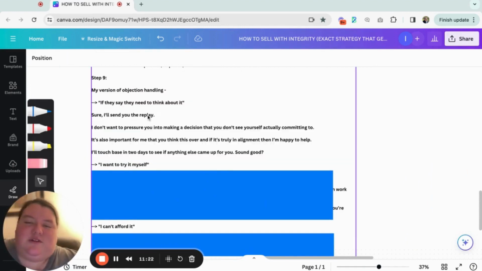All I'm trying to do is just give them space and be an adult and think about it. So, if they say I need to think about it, I say, sure, here's the replay. And actually, it's also important for me that you think about it, because if you don't see yourself committing your time and energy to doing what we're about to do, then it's not going to be fun for either of us. I have to make sure that it's also in alignment with you.